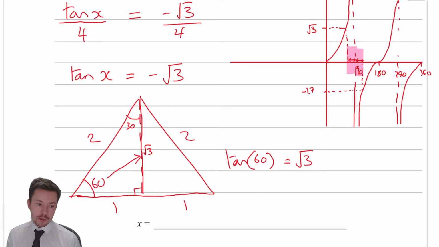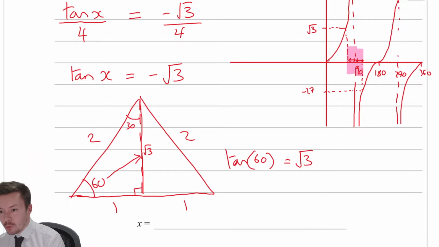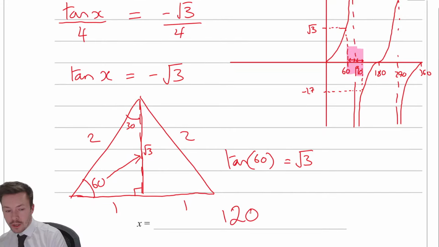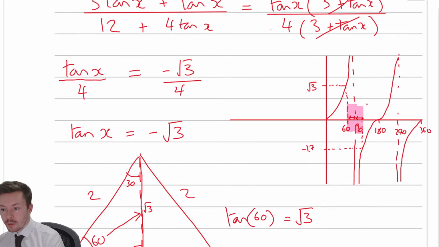And that might be something you just learn anyway. And what that tells us is that up to here is 60. Okay, so from there to 90 is 30. Okay, 60 to 90 is a distance of 30. Add the 30 on the other side, we're going to get 120. So to get minus root 3, x needs to be 120 degrees. So like I said, that is a distance of 30 here. So you do 90, add your 30.